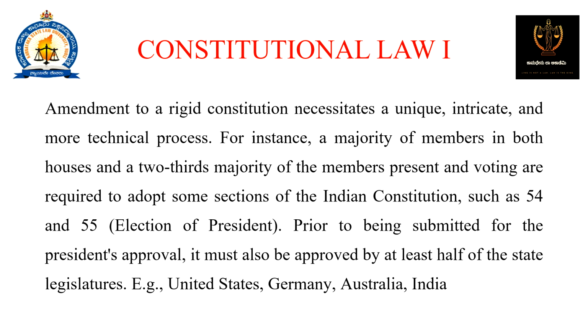Amendment to a rigid constitution necessitates a unique, inherent and more technical process. For instance, a majority of the members in both Houses, and a 2/3 majority of the members present and voting, are required to adopt some sections of the Indian Constitution, such as 54 and 55, prior to being submitted for the President's approval. It must also be approved by at least half of the state legislatures. Example: United States, Germany, Australia, India.